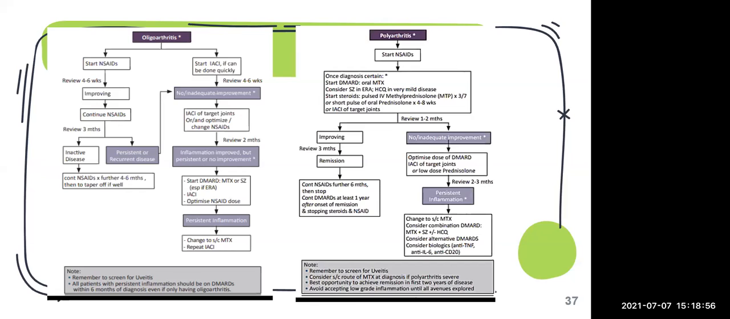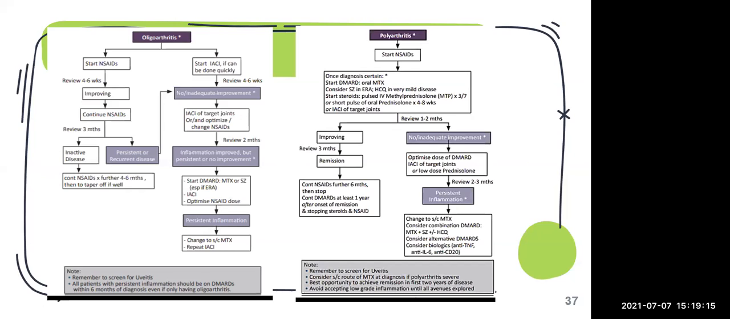optimize or change the NSAID, and if it still doesn't improve, then you can give DMARD, which is given orally. If it still doesn't improve, then you can give subcutaneous methotrexate. Okay, so next, the polyarthritis is quite similar.